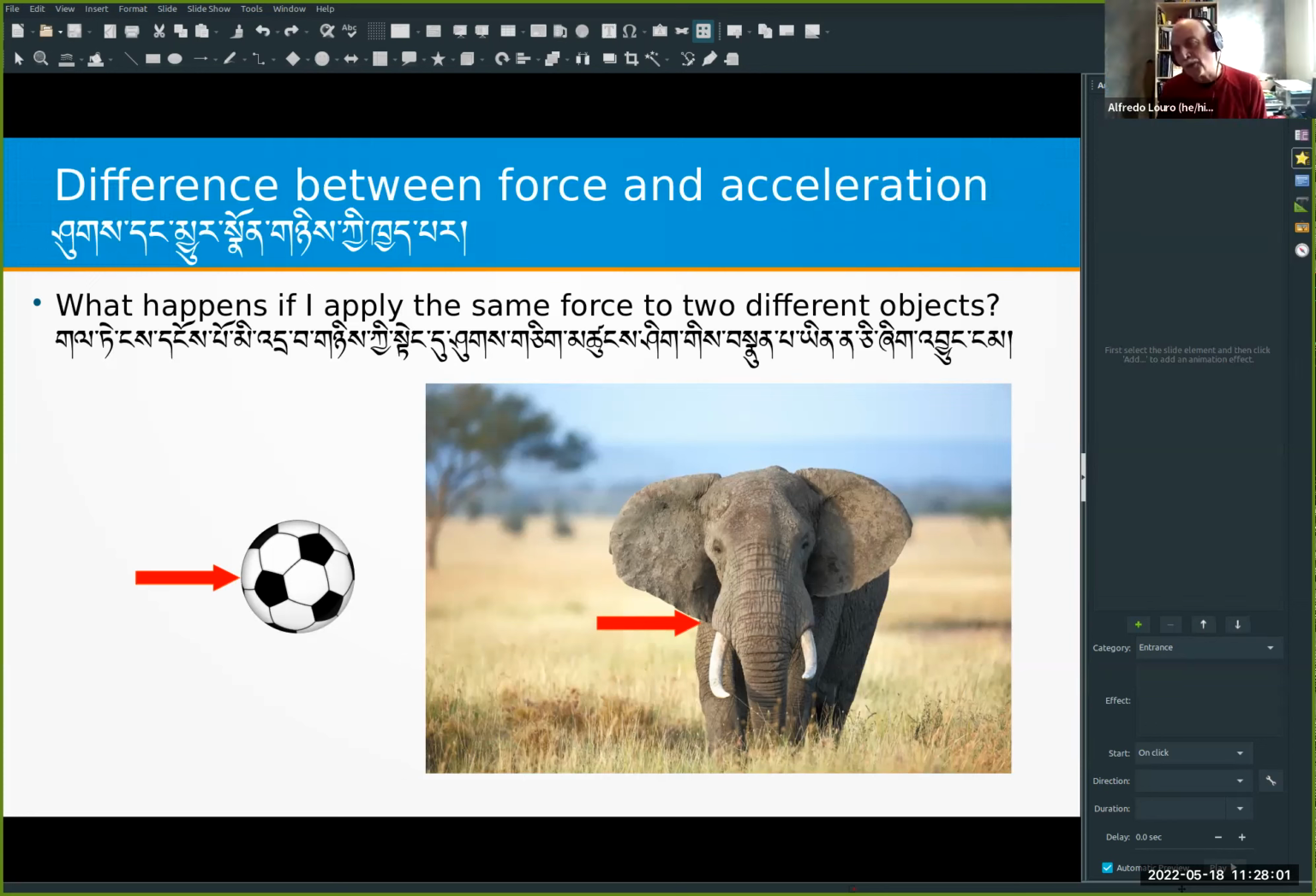You know what will happen? I will push the ball and the ball will fly off to the right. I push the elephant and the elephant will hardly move at all.